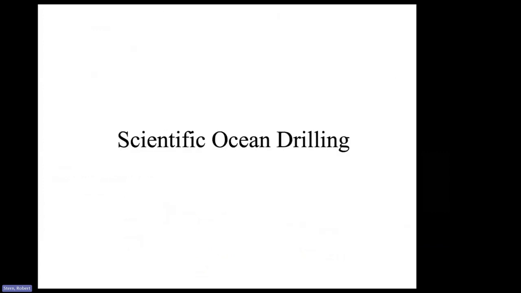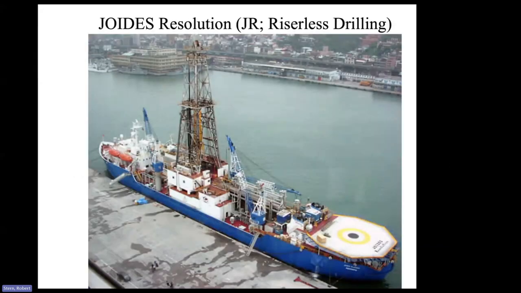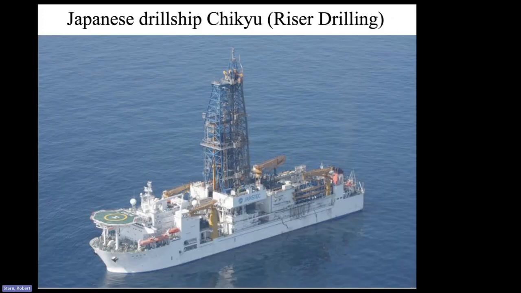So scientific ocean drilling, this is the kind of ship that you use. These kinds of ships are also used in the oil industry, but for very different purposes. And then the Japanese have one. The Chinese are building a couple. There's differences between riserless and riser drilling.